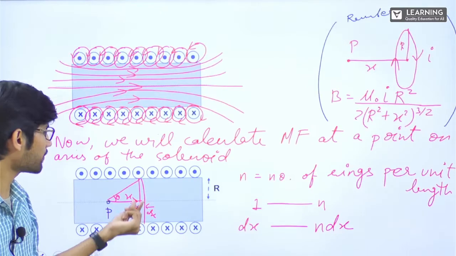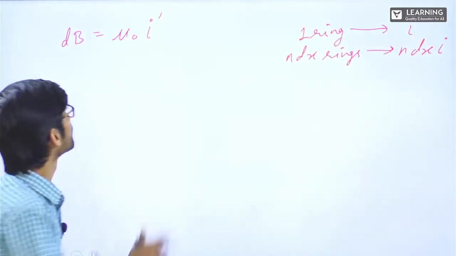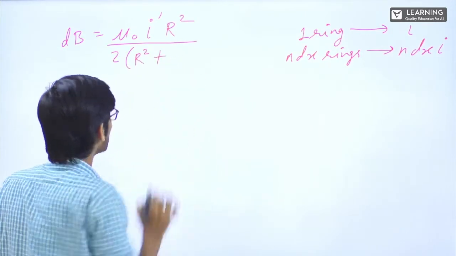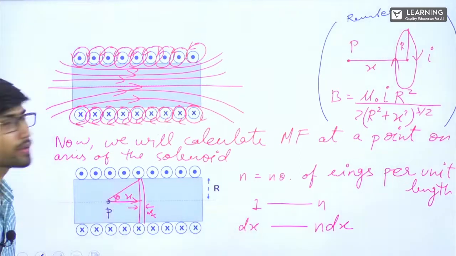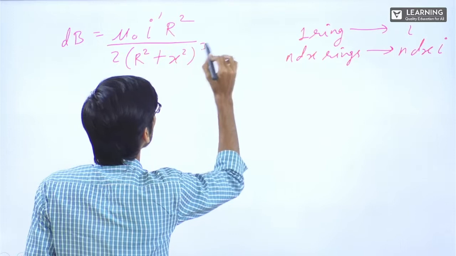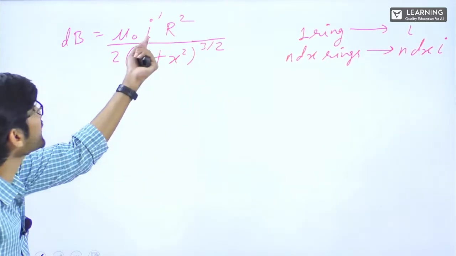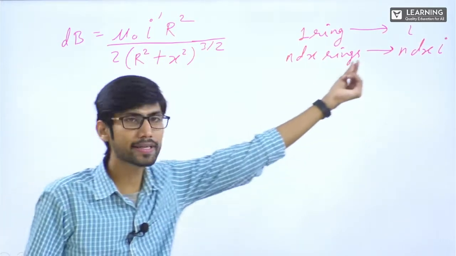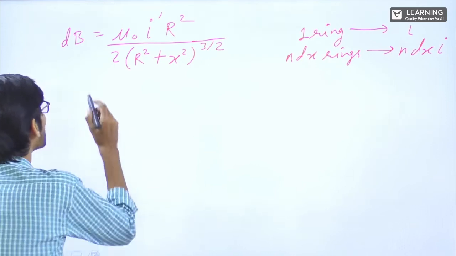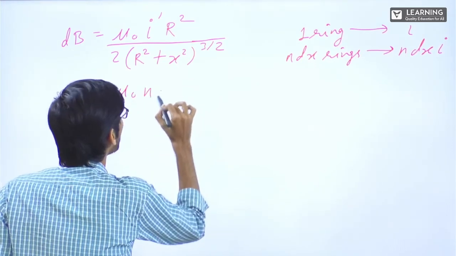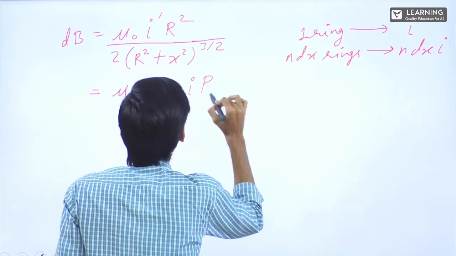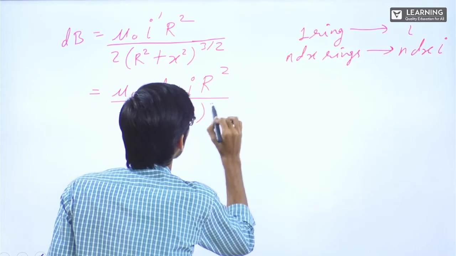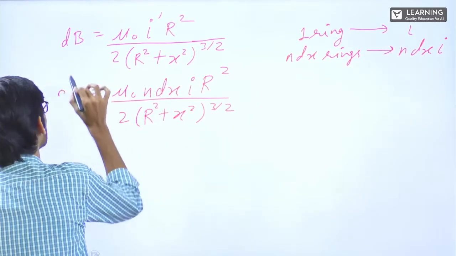Then the radius will be the same for each. So this will be r square divided by 2 times r square plus x square power 3 by 2, where x is the same distance I have taken. This current I dash will be n dx I. In one ring I current is there. There are n dx rings. So in n dx rings, n dx I current is there. So this dB is equal to mu naught into n dx I r square divided by 2 times r square plus x square power 3 by 2. Clear? This is what dB is.